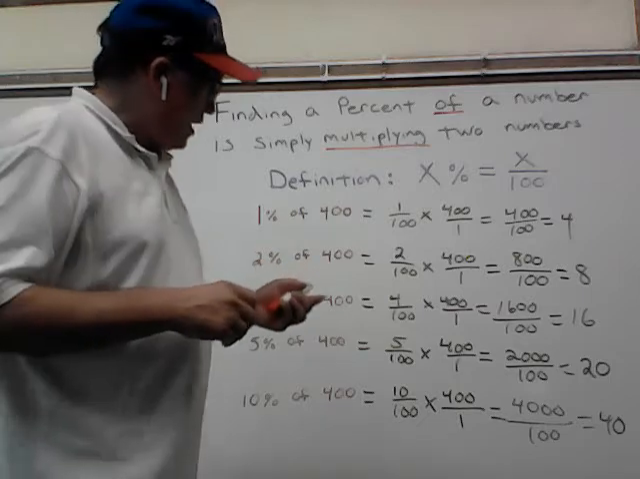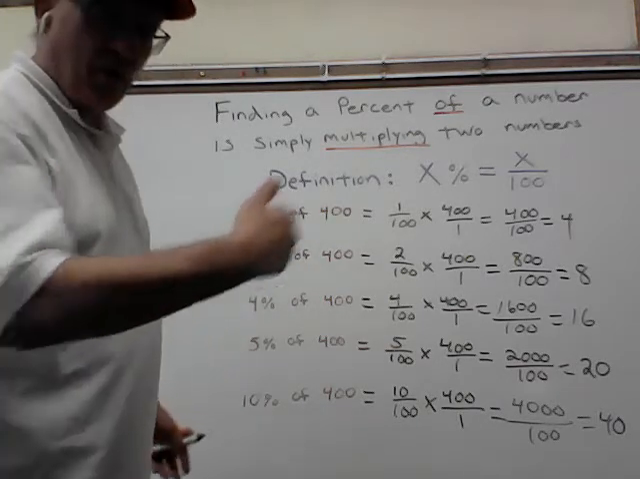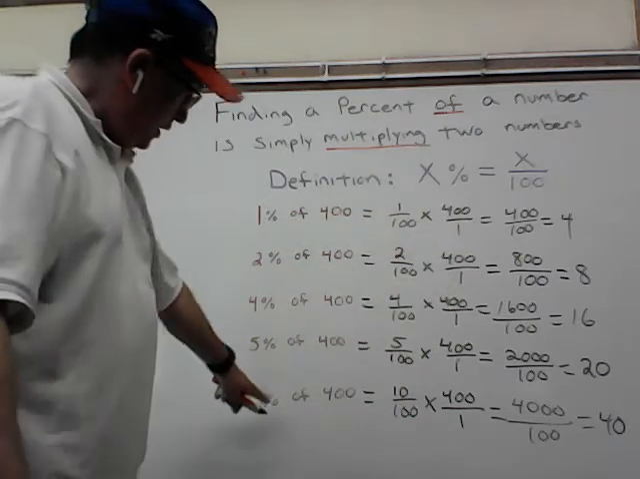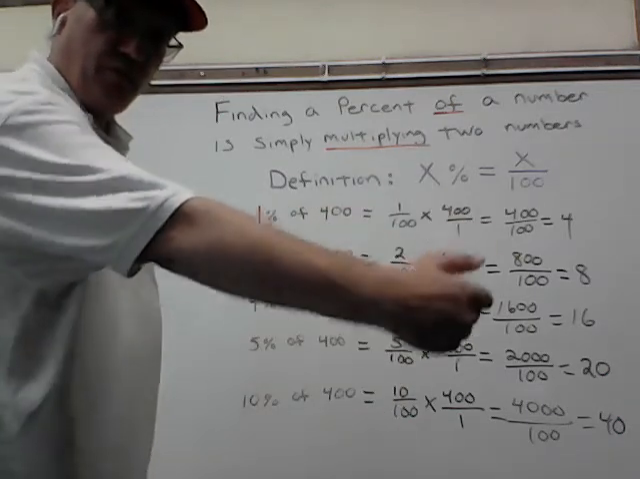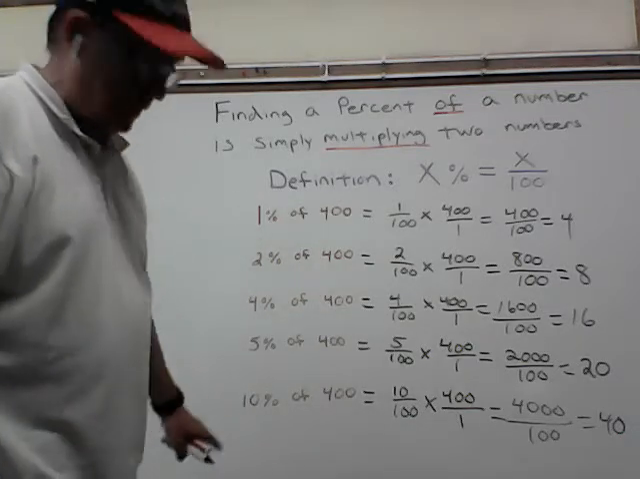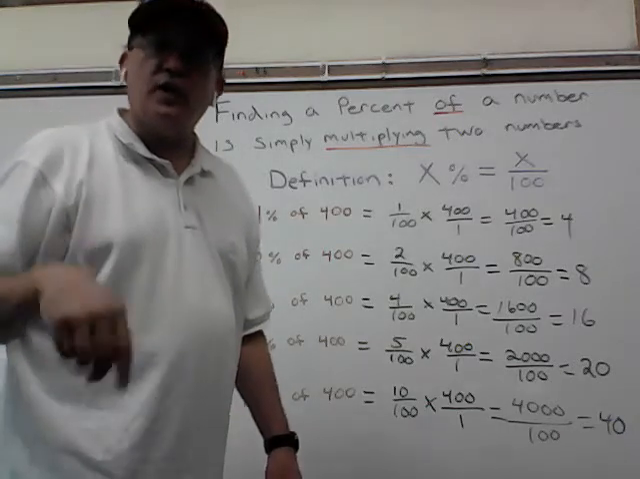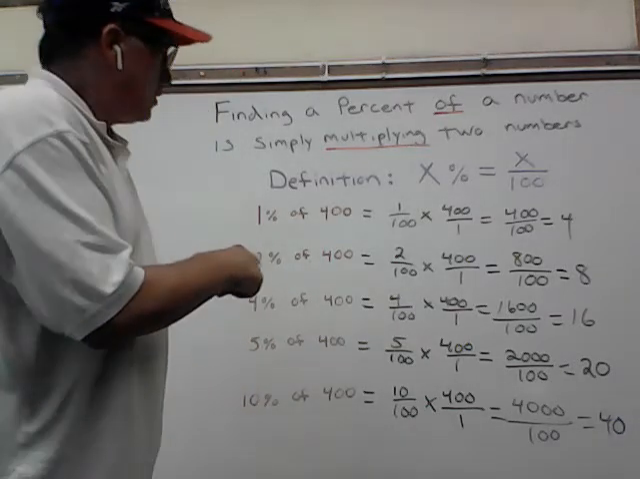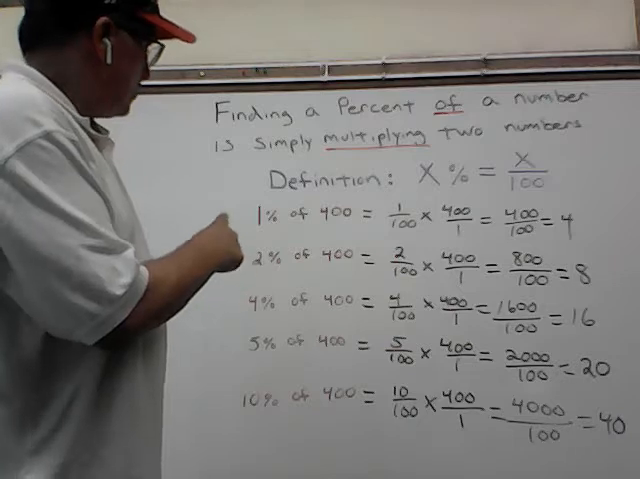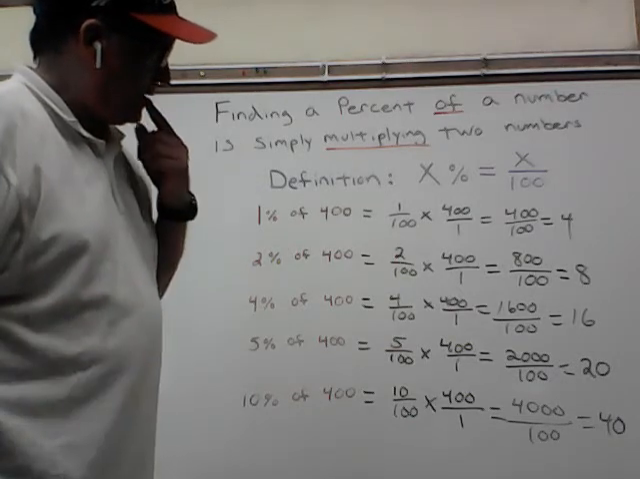I'm going to pause now, and I'm going to leave these here. There are others that I want to do. I want to continue finding a certain percent of 400. I'm going to go to some higher percents, continue higher than 10%. But before I do that, I want to show you an alternative approach to doing these. I want you to keep this in mind.